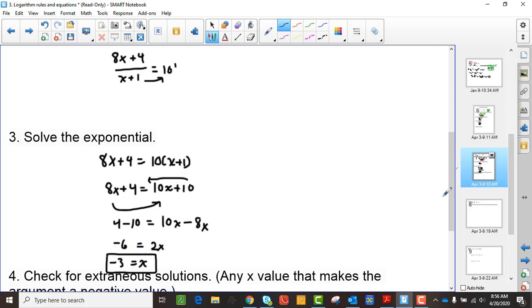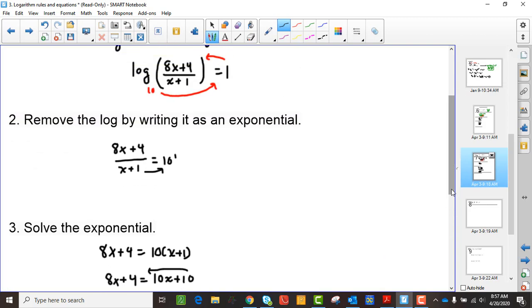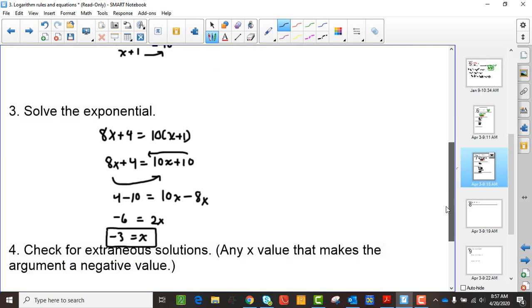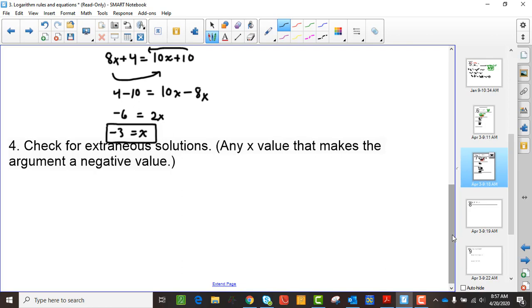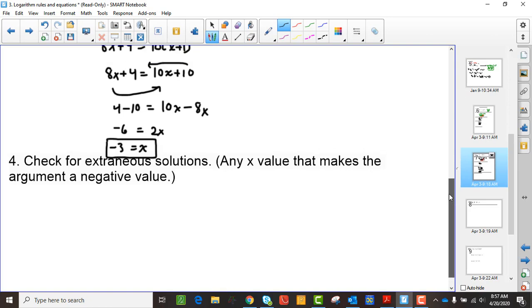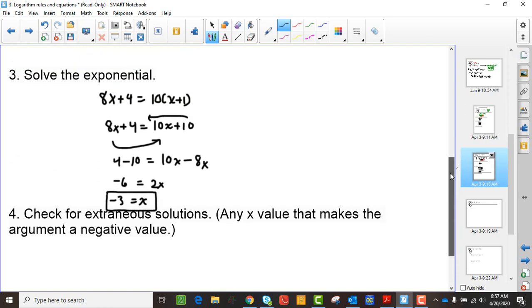And then what we do is we check for extraneous solutions. Now you might be saying, what in the world is an extraneous solution? Sometimes when we remove the logarithm, we're going to end up with something that might be a quadratic, for example. And what can happen then is the problem that we have for logs, which is that you can't take the log of a negative number, might be negated because we got rid of the log.